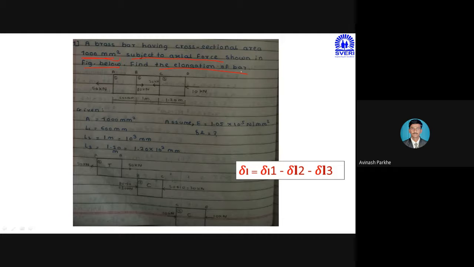Find the total elongation. If you go to that particular bar, it consists of a total of 3 sections: section number 1 bar AB, section number 2 bar BC, and section number 3 bar CD. That means AB, BC and CD, and the total bar will be considered as AD.